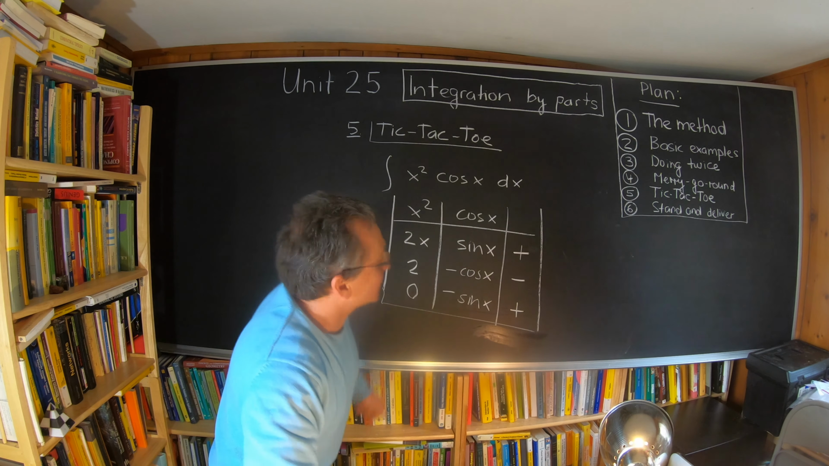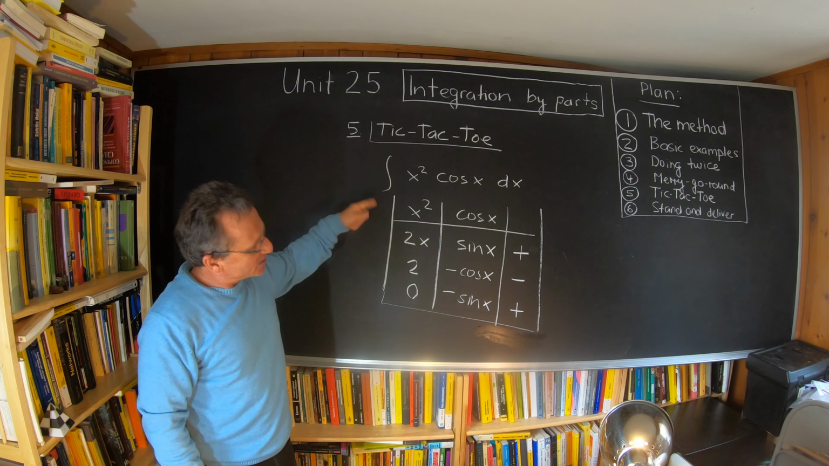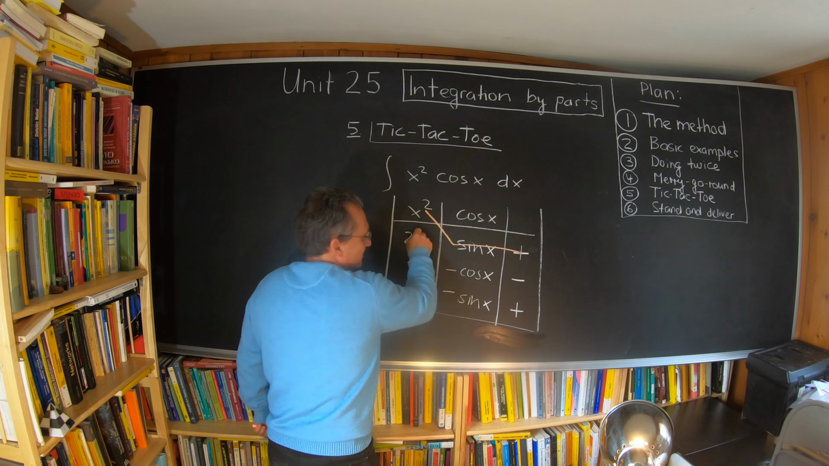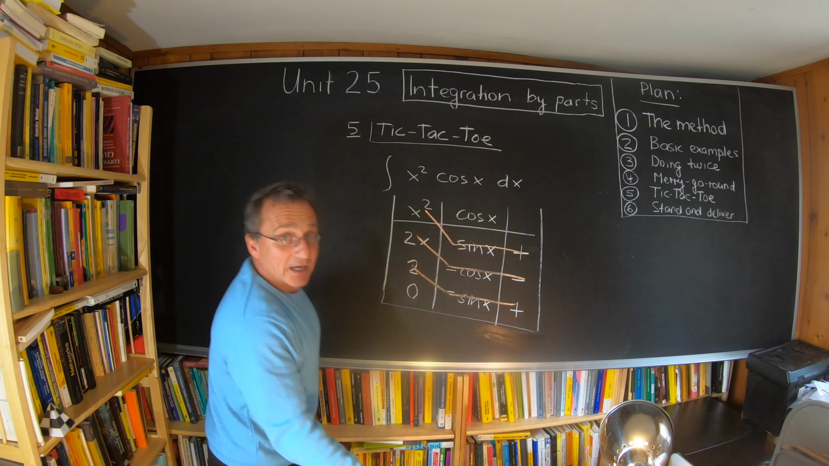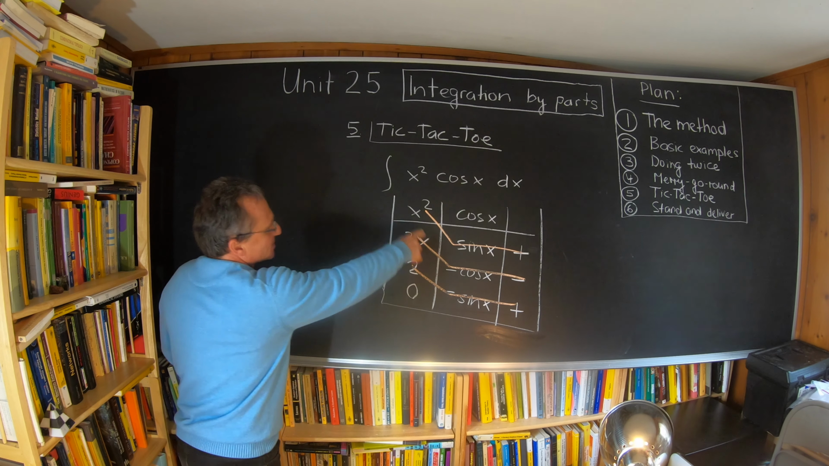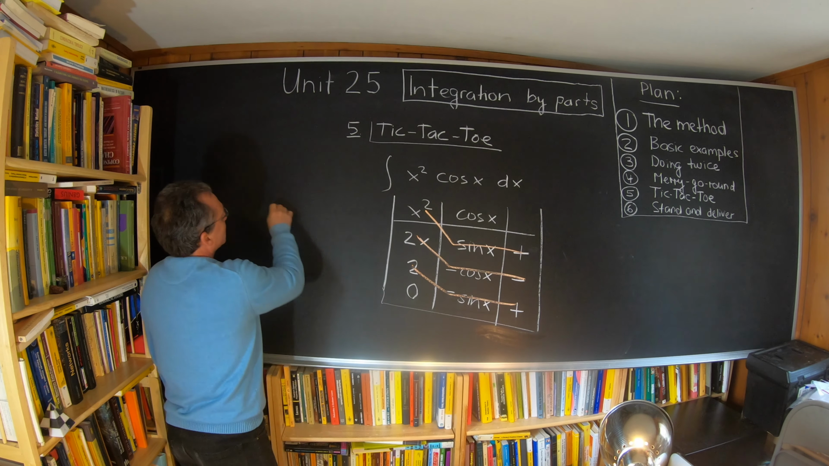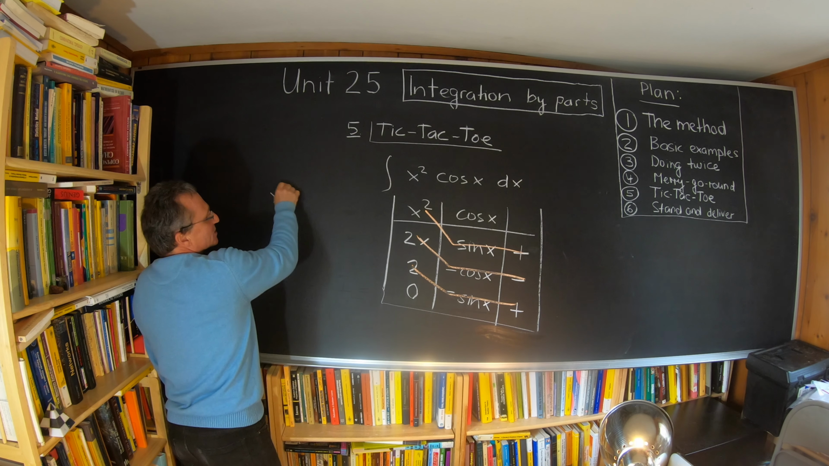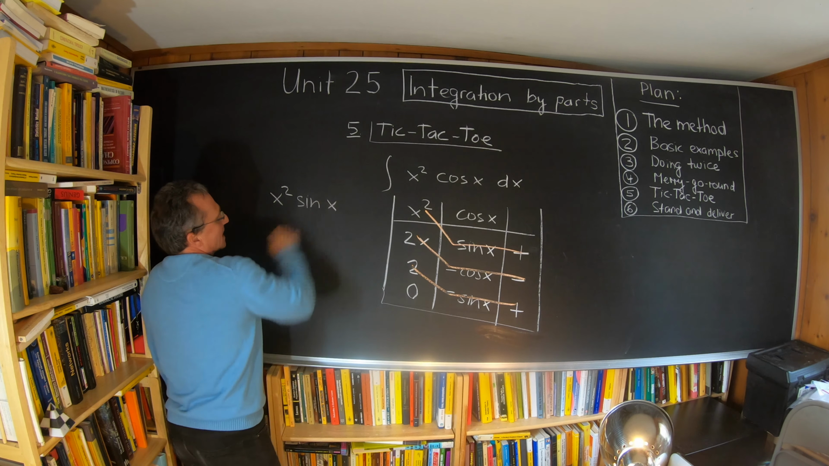And now comes the tic-tac-toe. So what we do is we just make tic-tac-toe and write down everything what we have here. So x squared times sine x times plus 1. So that's the antiderivative is x squared times sine x times plus 1. The second one is minus times minus gives us plus, so 2x times cosine x. And the third expression here is a minus sign. This is plus, minus, so this is minus 2 sine x. That's the tic-tac-toe method.